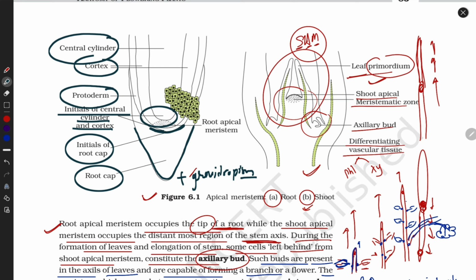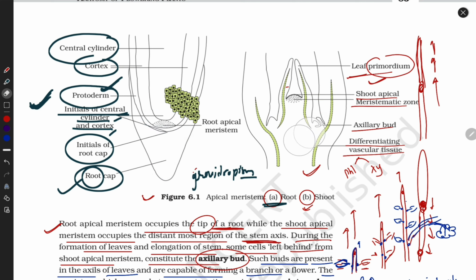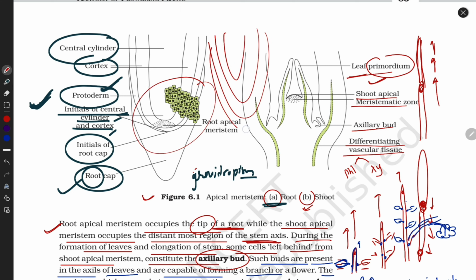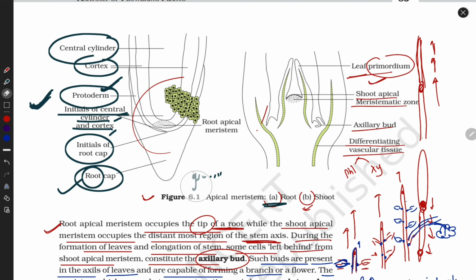You have to remember this name, guys, where the protoderm is located. Protoderm is contained by the apical meristem of the root. At the competitive level, in the examination hall, you have to remember this. Who contains the protoderm? Who contains the root cap? You can assume this is the root cap. So this is very easy. Who contains the central cylinder and cortex? Such a beautiful diagram. You should practice this diagram. There are layers, and you have to remember these layers. Easy, no? Root apical meristem is easy.